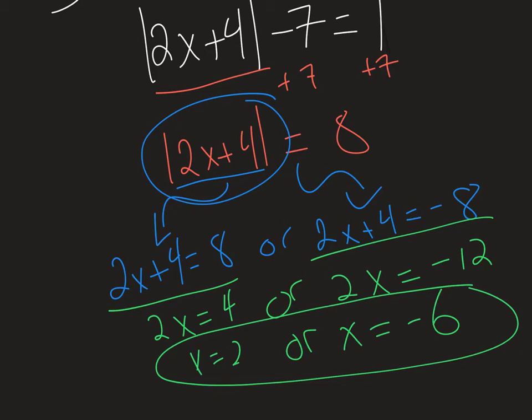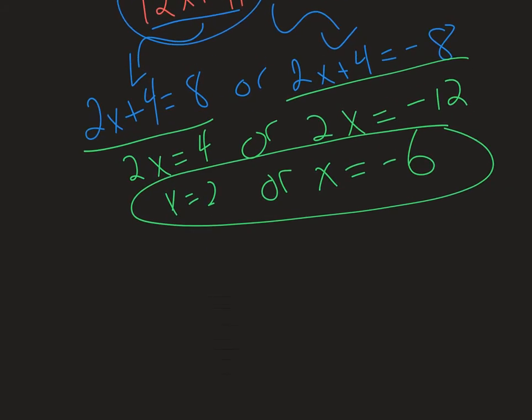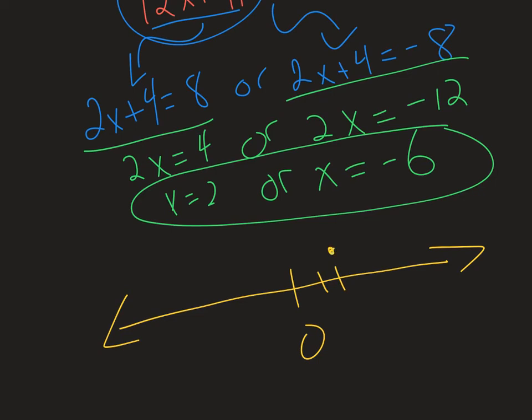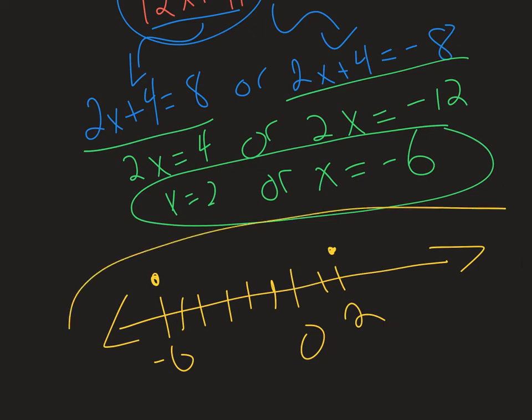Now, at times you'll be asked to plot the solution, so kind of like we did with the 3's. We may want to plot this solution on a number line. So let's say there's 0, that would mean I'd go up to 2, place a dot, and I'd go down to negative 6. And I'd also place a dot. So that would be our solution plotted on a number line as well.